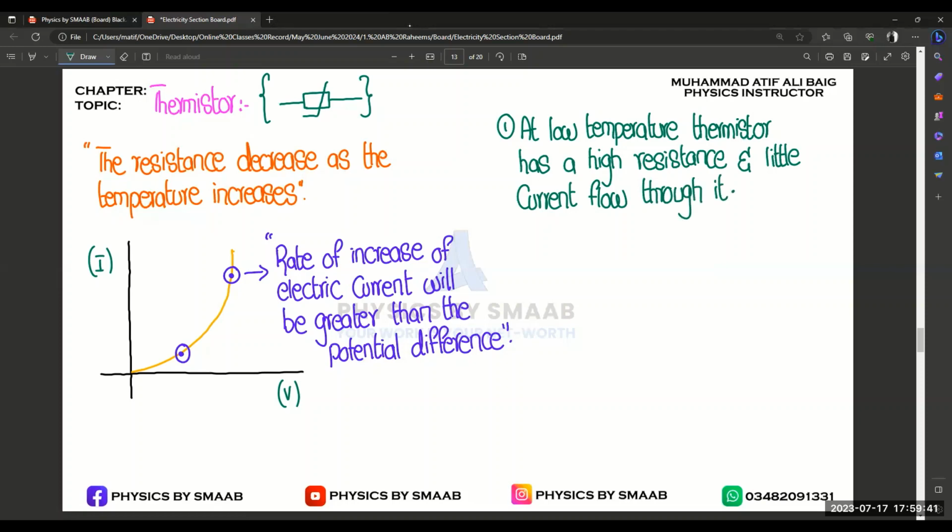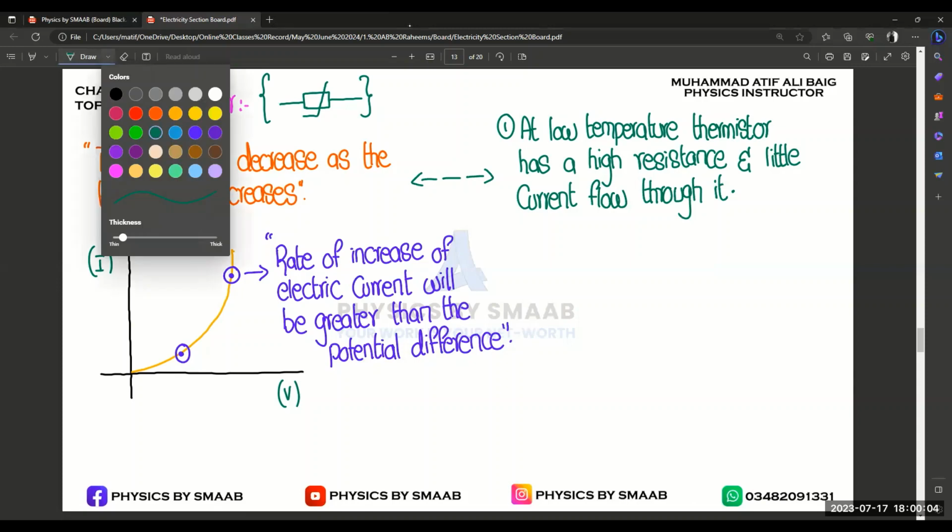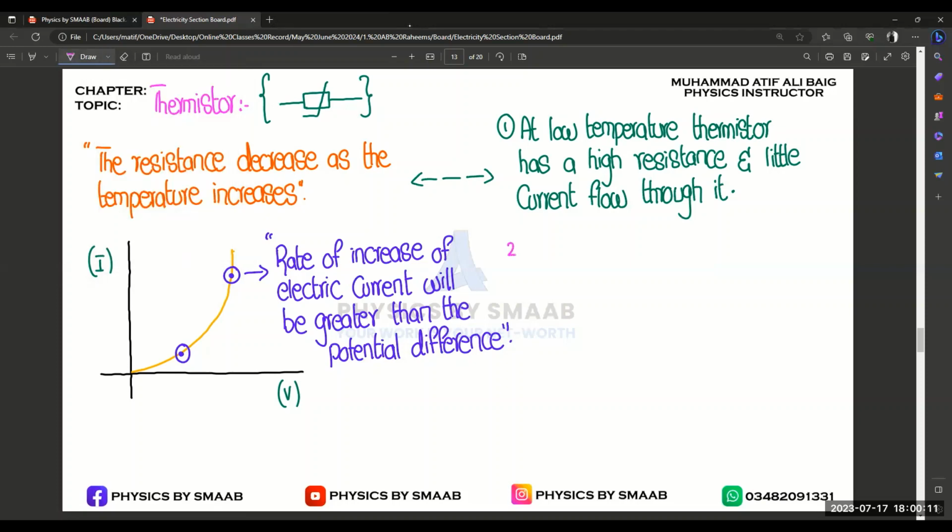Basically, if you want to relate this statement with the basic definition, the definition is that resistance decreases as the temperature increases. So it means that at low temperature, the thermistor has high resistance and little current will flow through it, right? But at high temperature, the resistance will decrease, so it will be opposite.